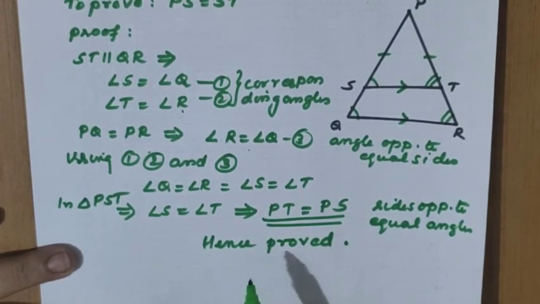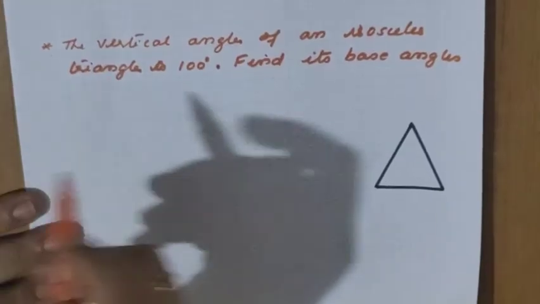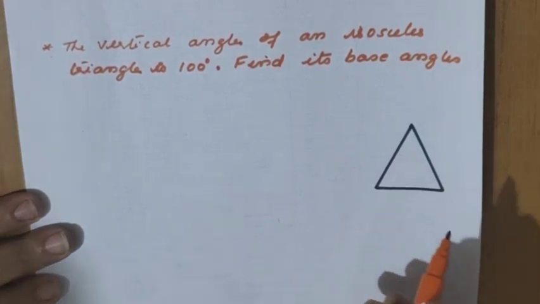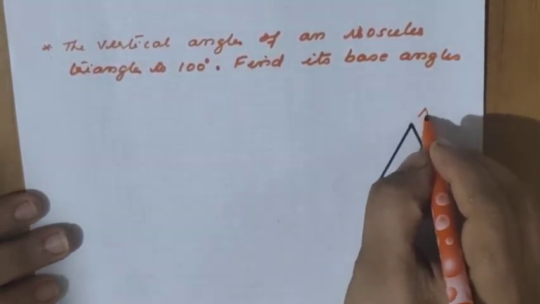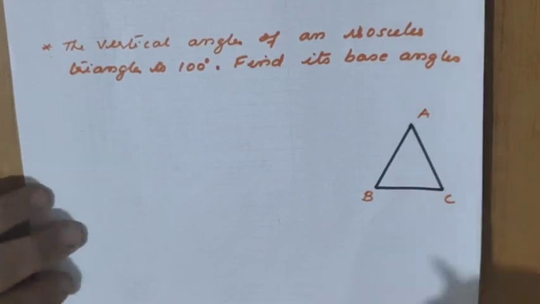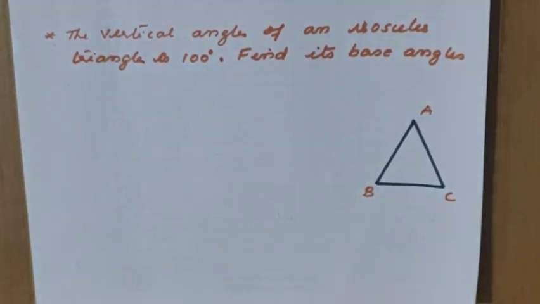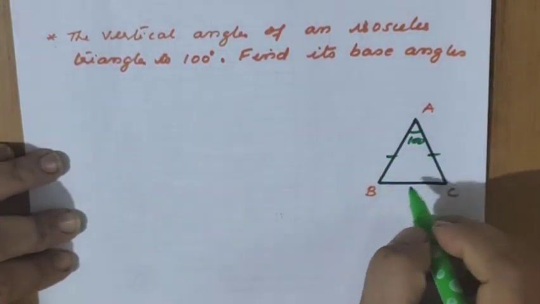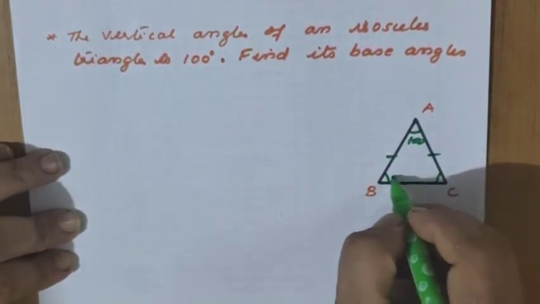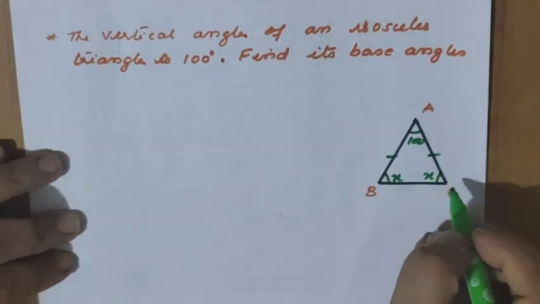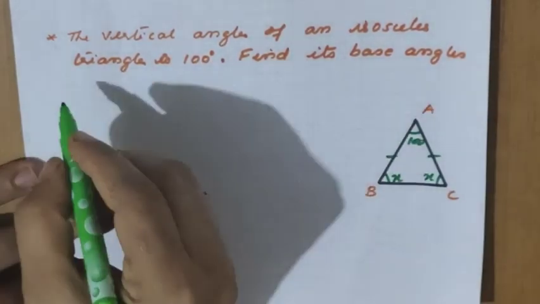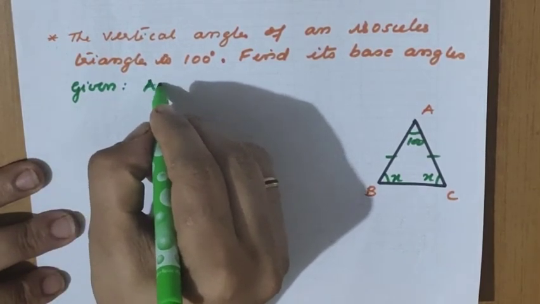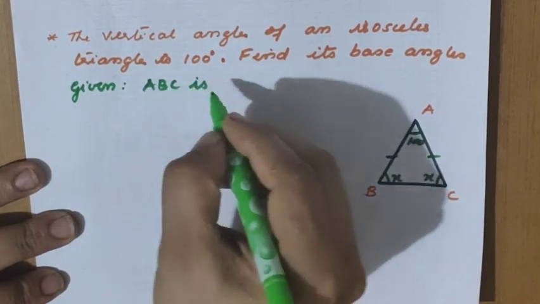So hence proved. Next question: the vertical angle of an isosceles triangle is 100 degree. Find its base angle. So the diagram we will take as ABC. And a vertical angle means which angle? It is angle A only. So I'll mark it as 100. Now if it is an isosceles triangle, the base angles are also equal. Suppose angle B is X, means angle C is also X. We have to find the value of X only. So what is given in the question? ABC is an isosceles triangle.